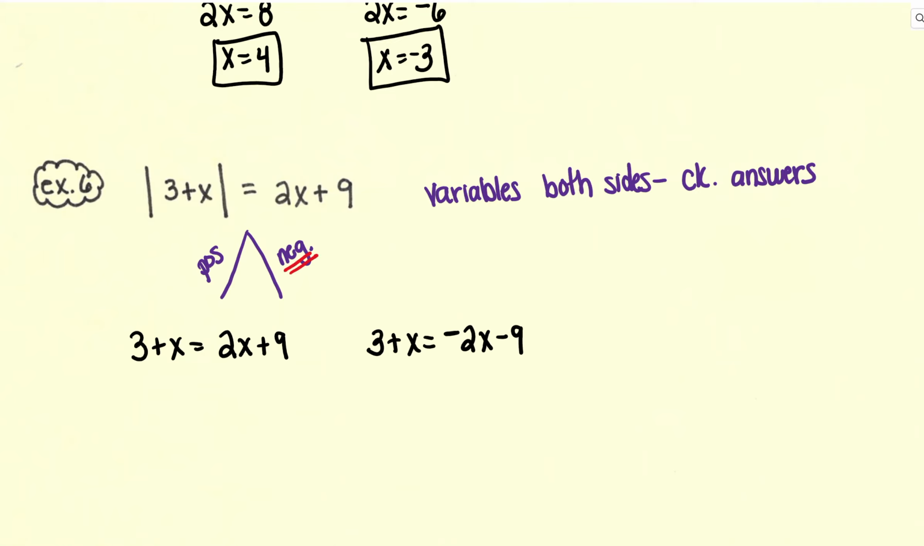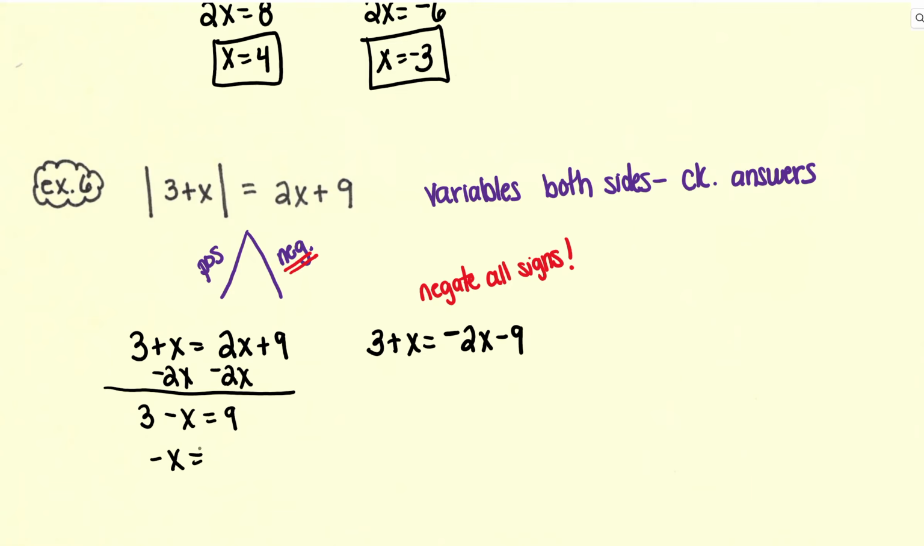When you negate all the signs, you're going to take this side right here, make that turn to the opposite, and make that turn to the opposite. All right, solve your equations just like normal. So I'm going to subtract my 2x over. So I have 3 minus x equals 9. Subtract your 3 over, divide, and x is negative 6, or we hope. We're going to have to check that.